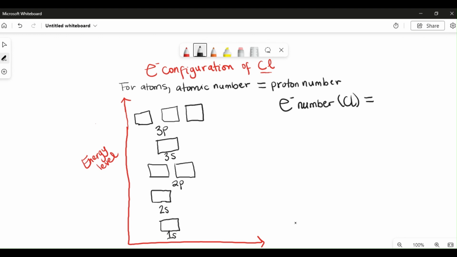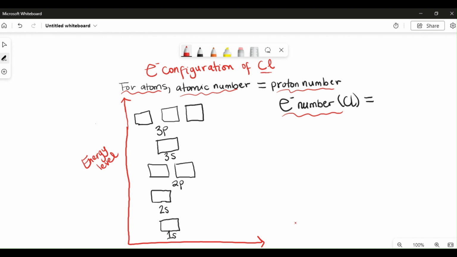But before we do that, I want to show you guys a trick in order for you never to get confused. So this works for atoms. Whenever you're given an atom, the atomic number of the atom is always equal to the number of protons. So the atomic number of chlorine is always going to equal the proton number. And in the case of an atom as well, the proton number is always going to equal the number of electrons.